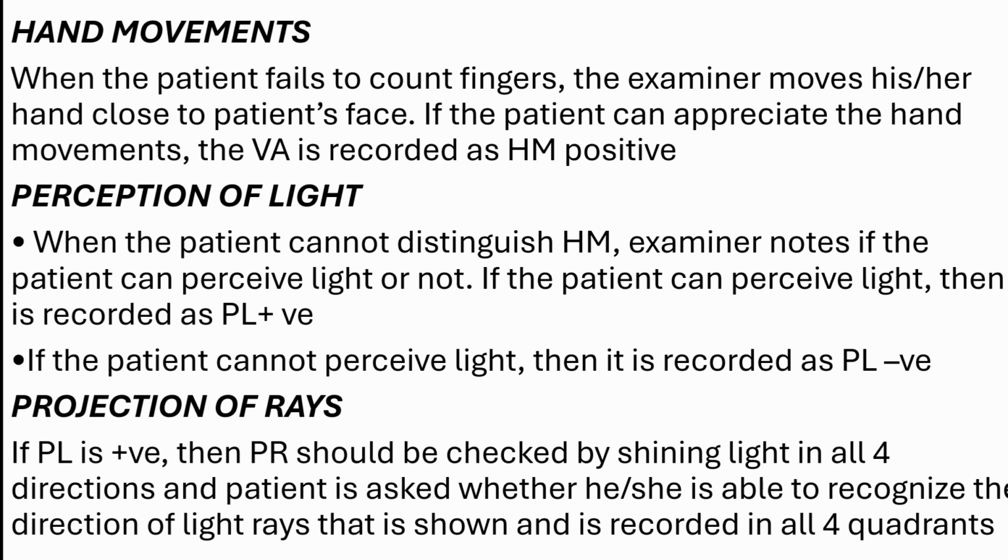Take the patient into a dark room to eliminate ambient light. Use a bright light source, for example a pen torch or ophthalmoscope, and ask the patient to close one eye. Test each eye separately. Fourth, shine the light from different directions like up, down, left, right. Then ask, can you see the light? From which direction is it coming also?